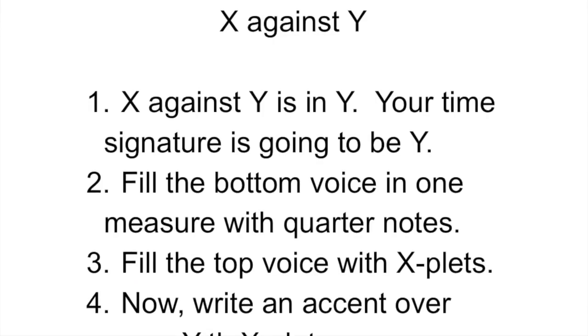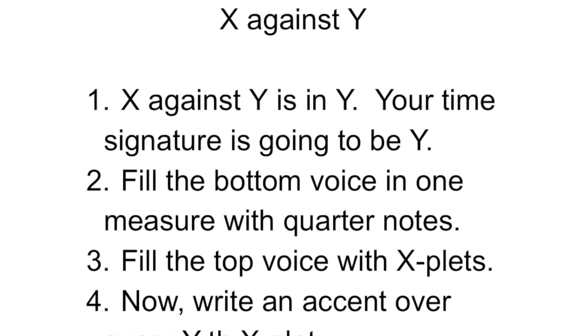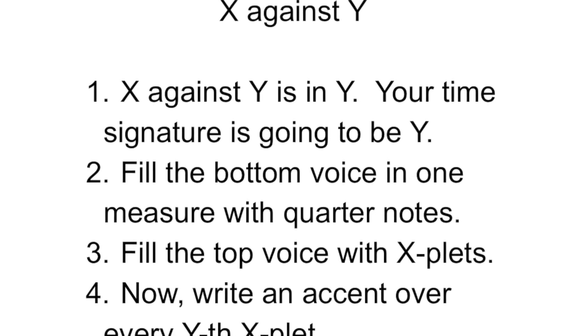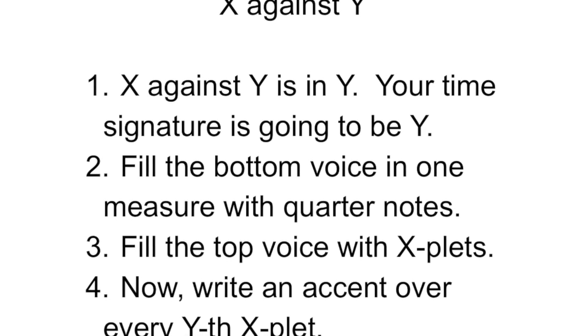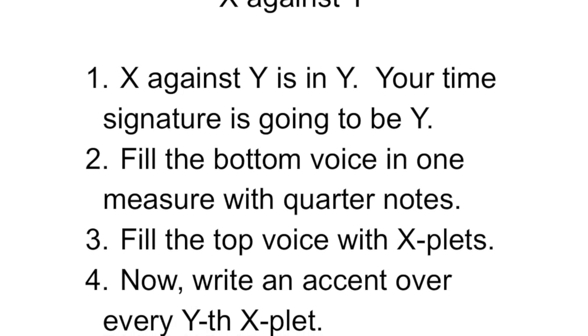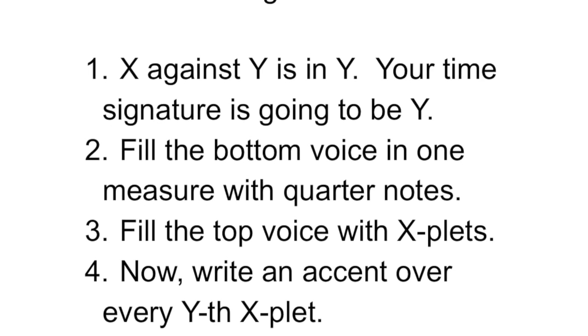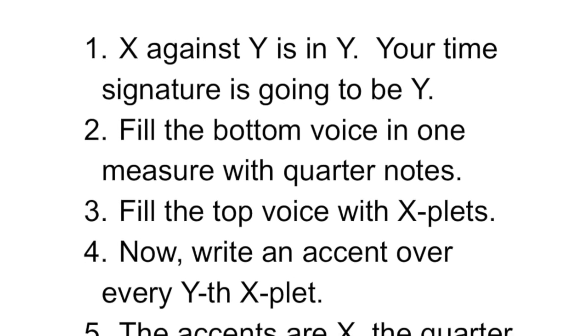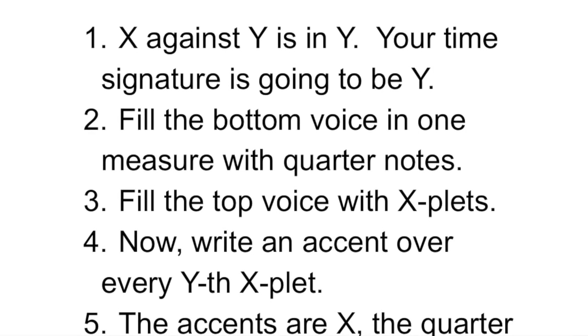Now, when people talk about polyrhythms, they talk about 2 against 3 or 3 against 4. That's always the terminology, X against Y. So we're going to use that terminology. The first step is understanding that X against Y is in Y. So your time signature is going to be Y. If you're not a musician or you don't understand the term time signature, that's not really important.